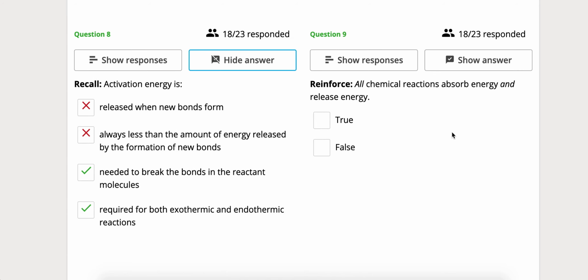For question 9, all chemical reactions absorb energy and release energy. Is that true or false? Hopefully you would have figured out that it is true. The reason that it is true is because even endothermic reactions release energy, but less than what they absorb. So your endothermic reactions absorb energy from the environment, but they still release a very small amount.